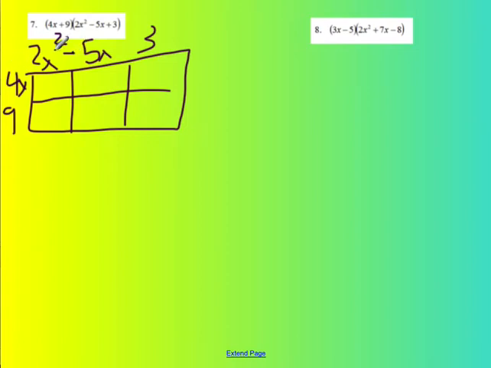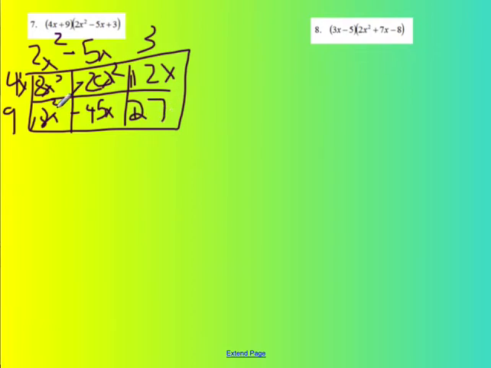So 4 times 2 is 8. X to the first times x squared. Remember that there's that 1 there, so when you add your exponents, you actually get x to the third. 4 times -5 is -20. X times x is x squared. 4 times 3 is 12, and then you get x. 9 times 2 is 18, and then you get x squared. 9 times -5 is going to give you a -45, and that's going to give you x. And then 9 times 3 is going to give you 27, okay?